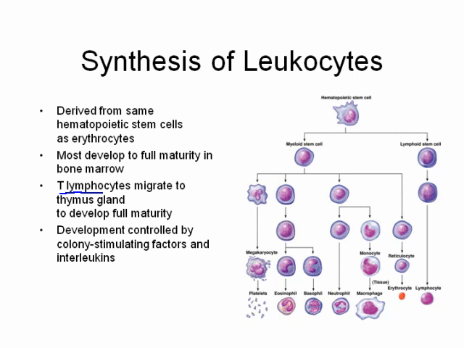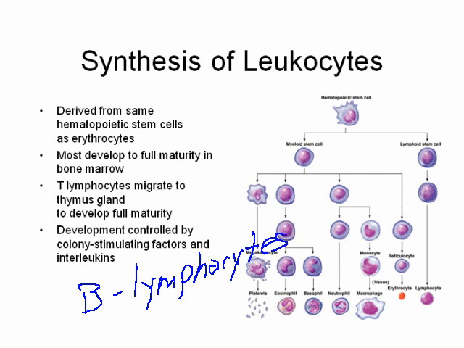T lymphocytes are lymphocytes that migrate to the thymus gland, and that's where they develop full maturity, and that's why they are called T lymphocytes, because their maturation occurs in the thymus. B lymphocytes, which are not mentioned on this slide, mature in the bone marrow. So the B for B lymphocytes refers to the fact that they mature in the bone.